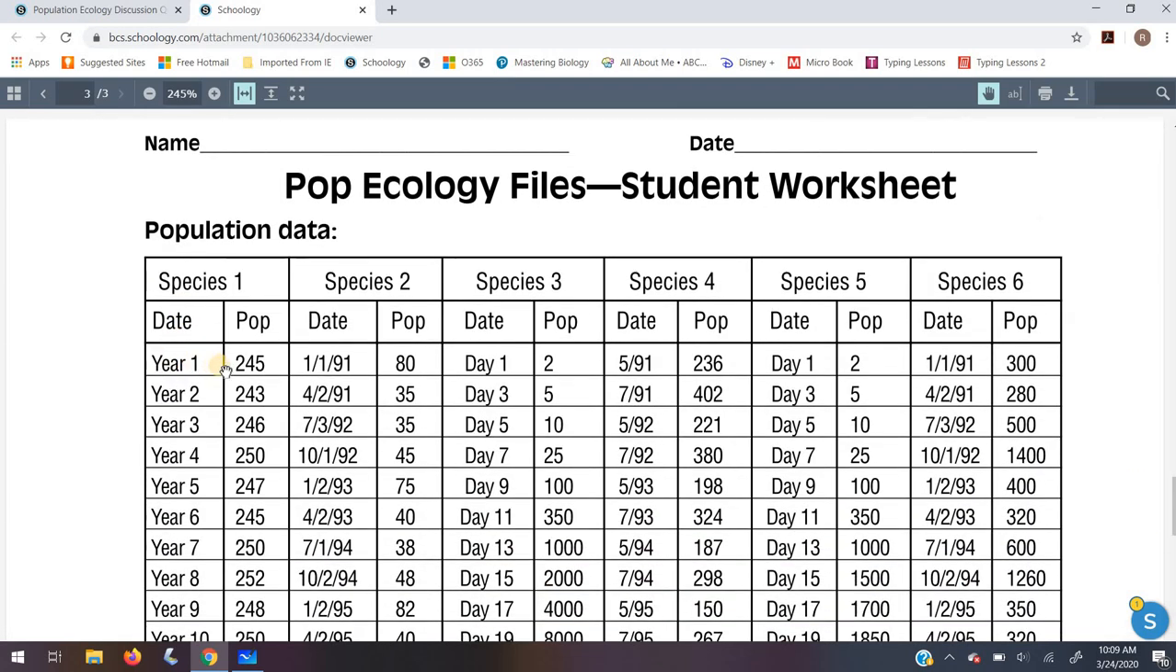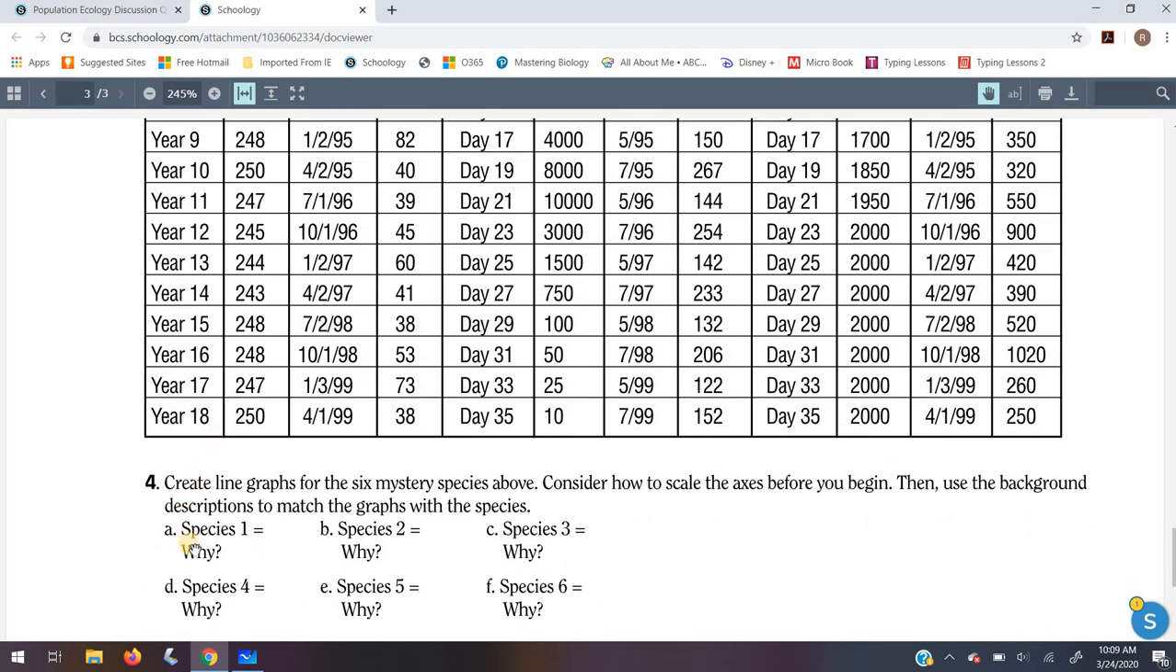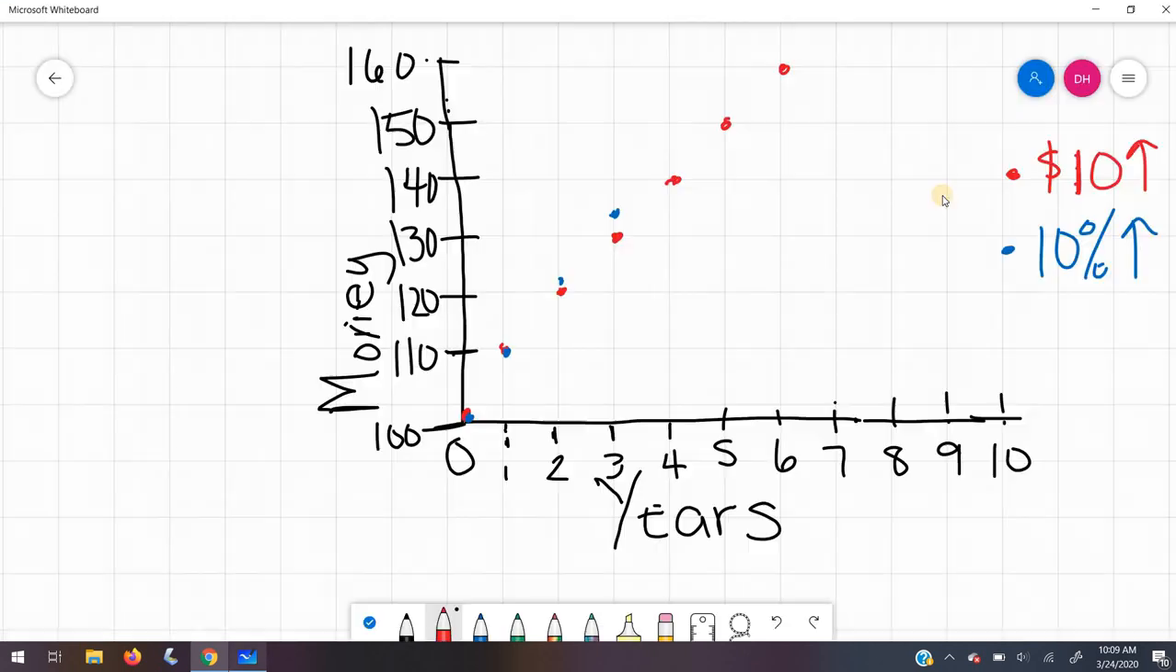What you have to do is graph this data, and then question 4 wants you to figure out what species belongs to each set of data. We can do another example of that one.